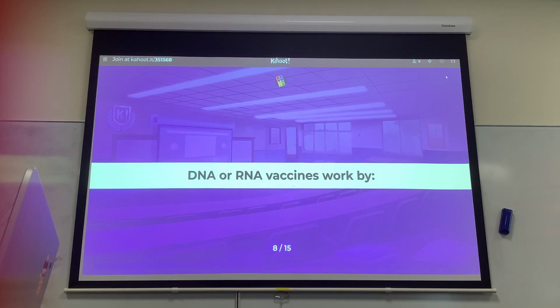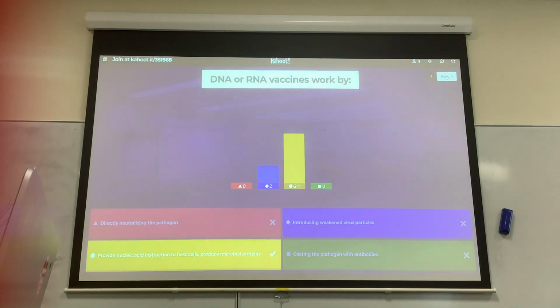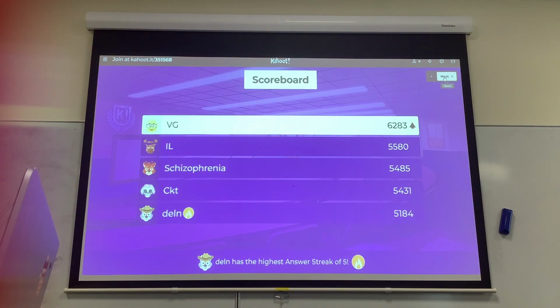DNA or RNA vaccines work by? Great. So we're delivering those nucleic acids for transcription or translation, to produce what is usually a pathogenic protein to induce an immune response. Very good.